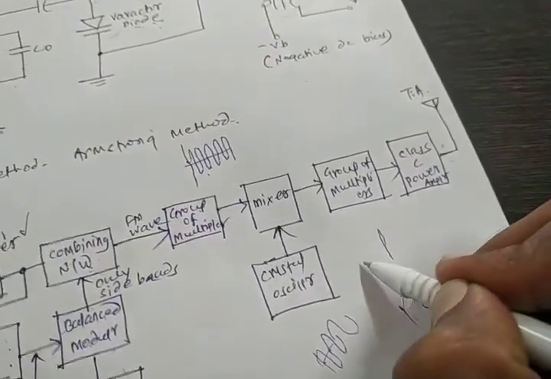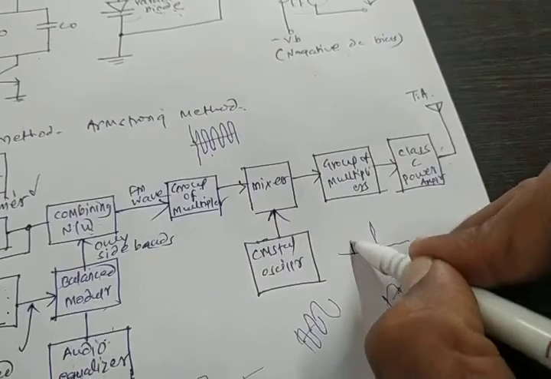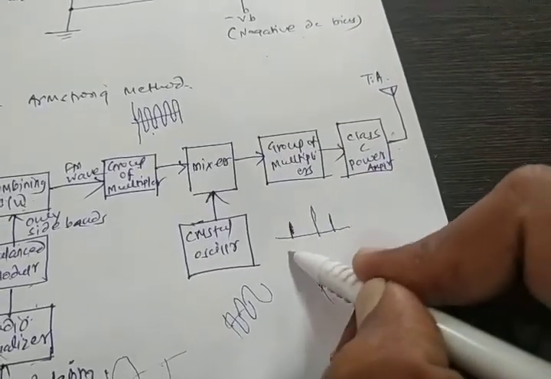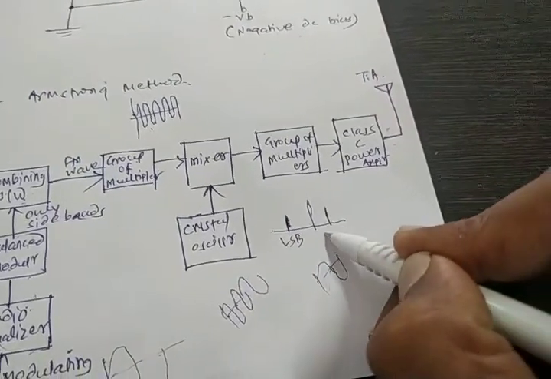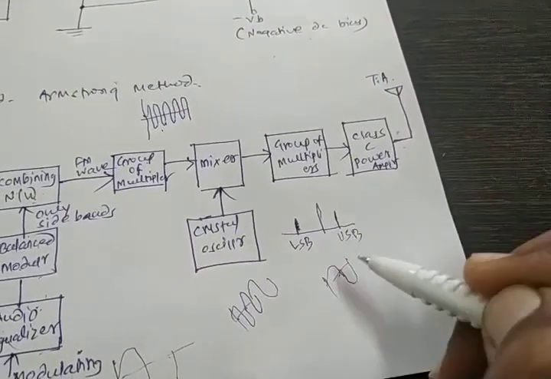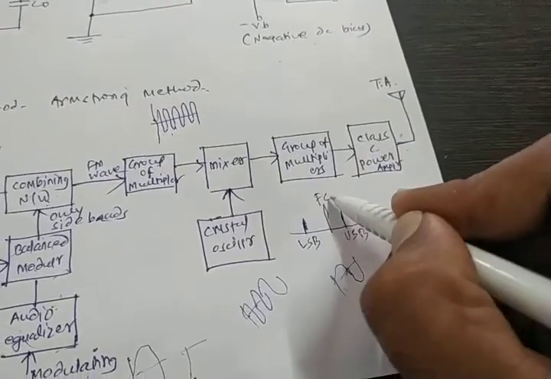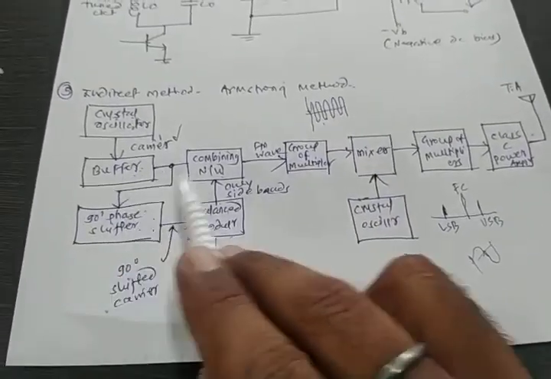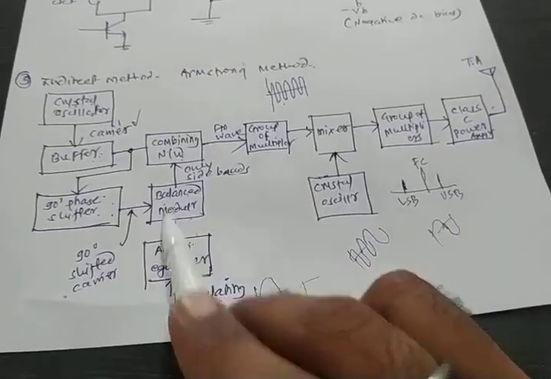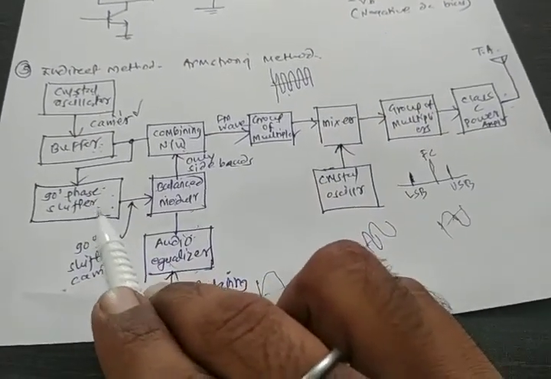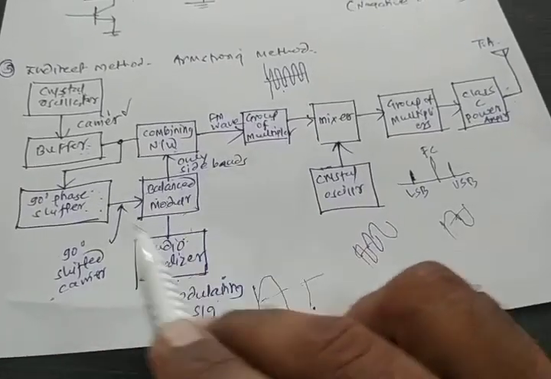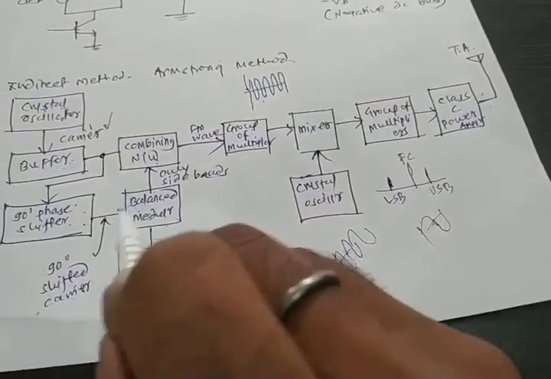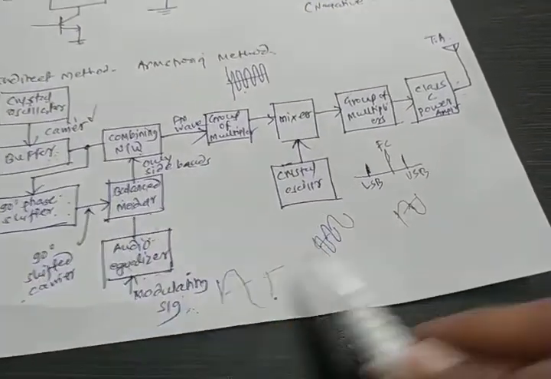Suppose this is the first sideband, called LSB, lower sideband, and here USB, upper sideband, and here fc. fc means carrier frequency. The carrier signal is coming from this side, and the original signal is coming from this side. So both the original signal and the carrier signal consist of different types of sidebands as well as the carrier, that is, original signal plus carrier signal.